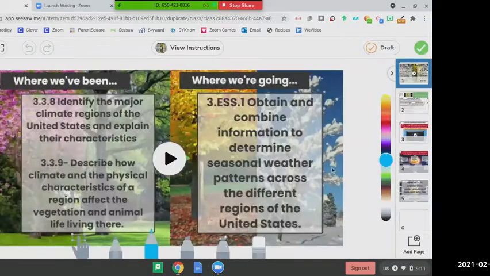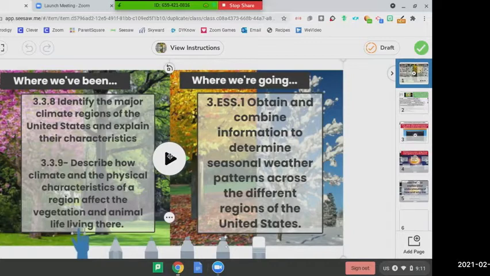And you will see on slide 1 is the learning target. As you're pulling that up, I'm going to go ahead and play that learning target for us so that you can hear it as you're pulling up your work.